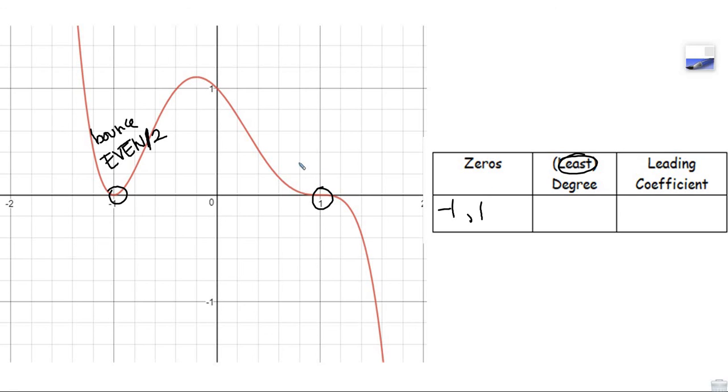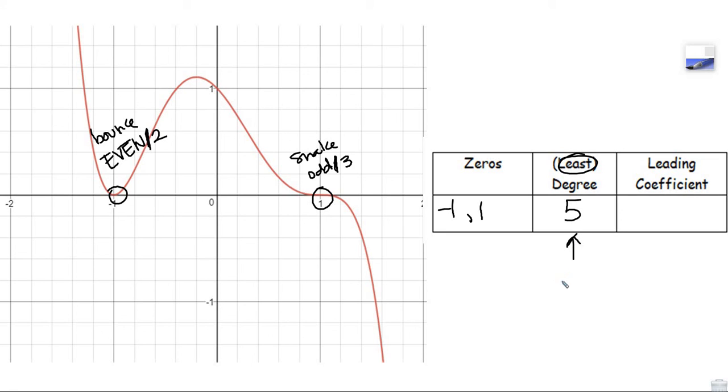At 1, we have that snake, which tells us it's an odd degree. So at the very, very least, this is a 3rd degree. Now it could be 3, 5, 7, but we want to know the least degree. So the smallest possible degree this polynomial could have is 2 plus 3, which is 5.